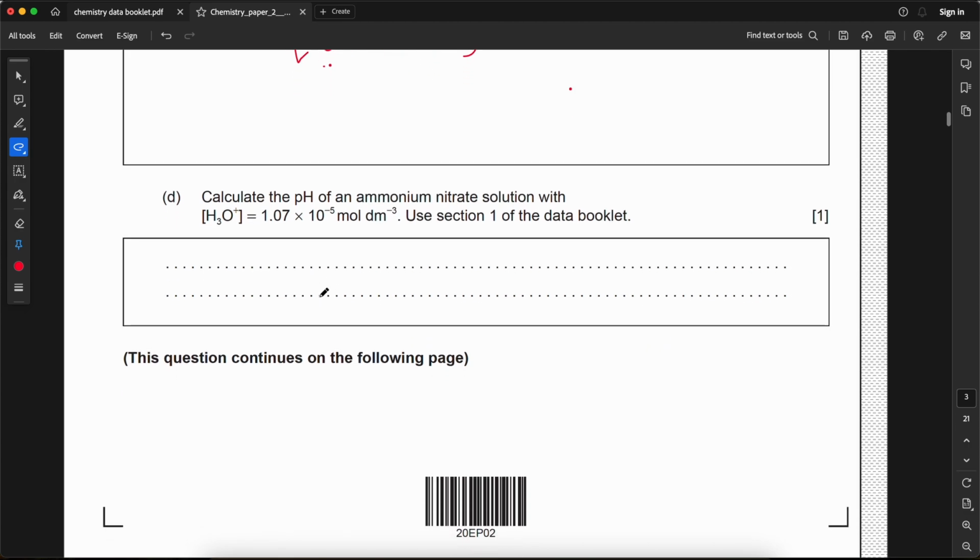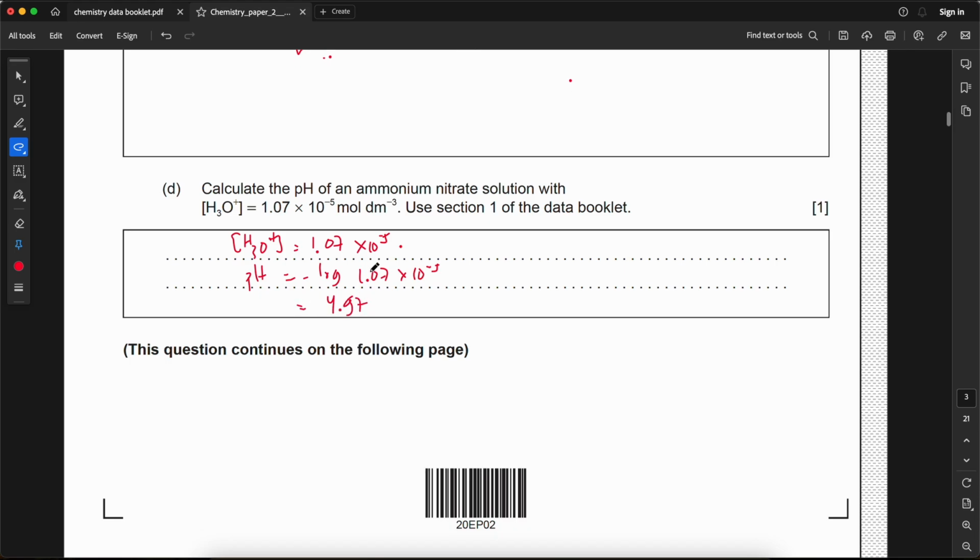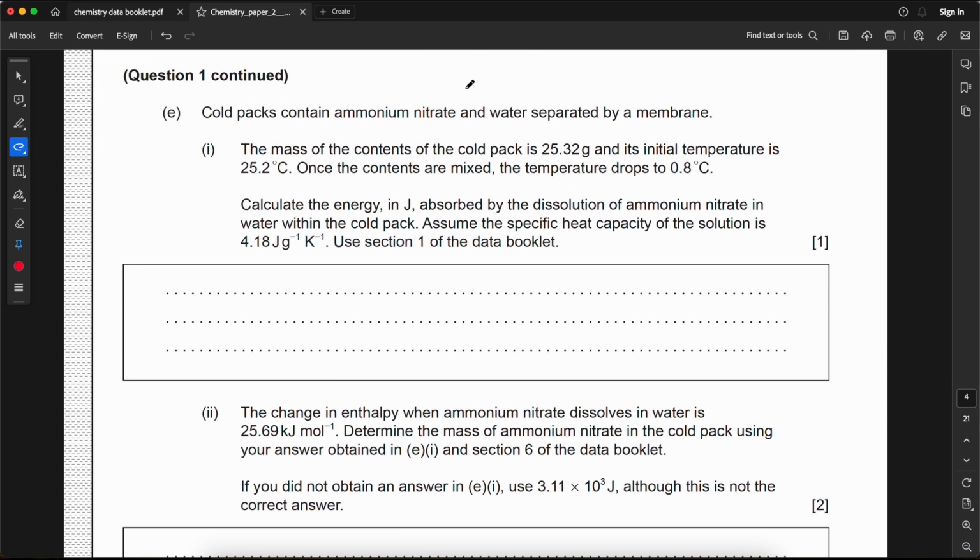Calculate the pH of an ammonium nitrate solution with a concentration of H3O+ of 1.07 times 10 to the power negative 5. So the pH will be the negative log of this concentration, which is 4.97.